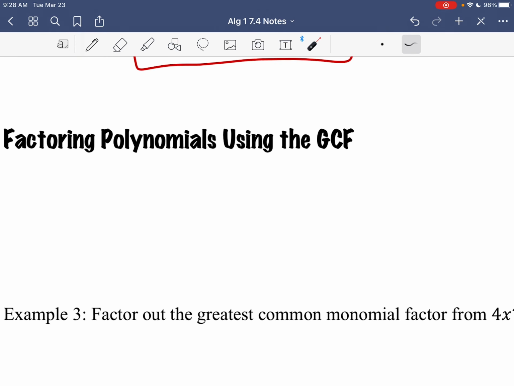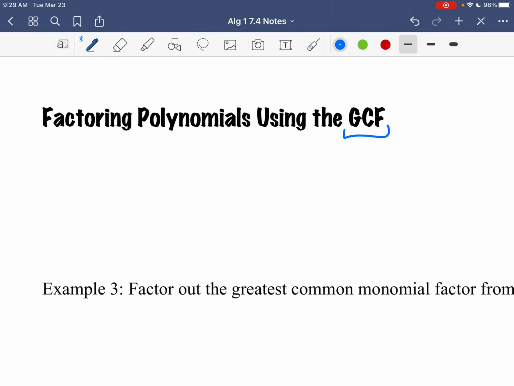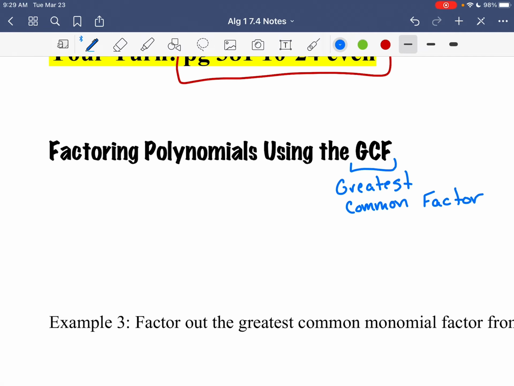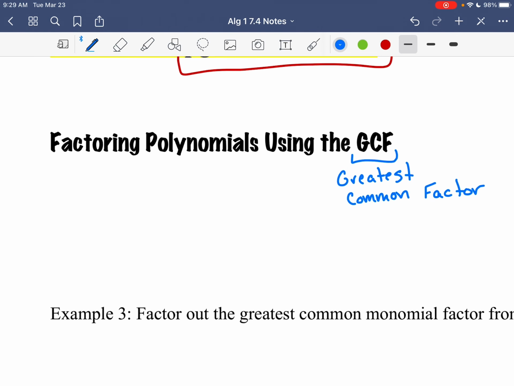Okay, factoring GCF stands for greatest common factor. So really, what we're going to be doing when factoring polynomials using the greatest common factor is undistributing. Okay, this is not actually an accurate mathematical term, but really it describes what we're doing. We're going to be undistributing. We're going to be distributing backwards. We're going to be taking the value out that they both have in common.